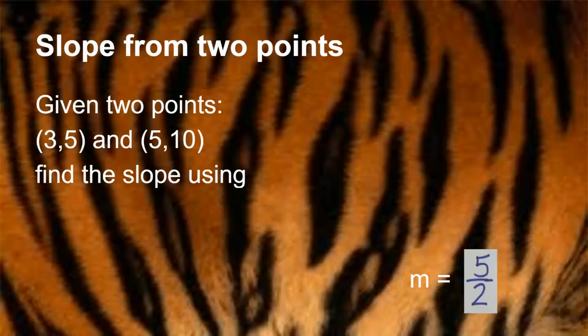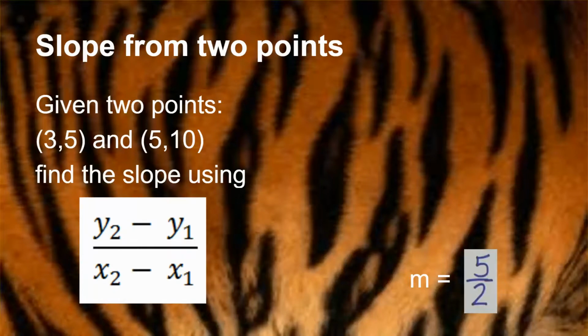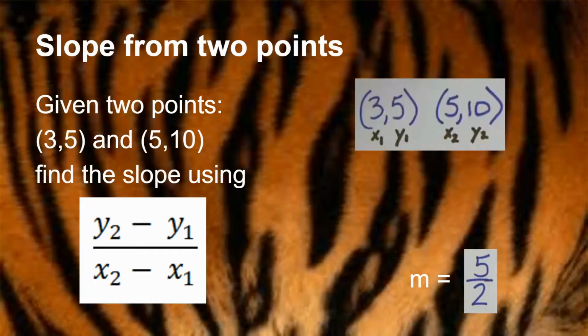So let's use the formula y2 minus y1 over x2 minus x1 to find out how 5 over 2 is our answer. Well, you simply label each of the numbers. The first x value is x1, the first y value is y1, the second x value is x2, and the second y value is y2. You can always label them in this fashion: x1, y1, x2, y2.